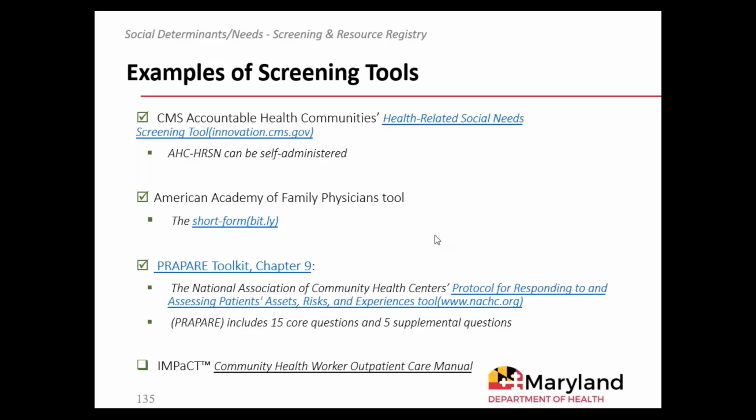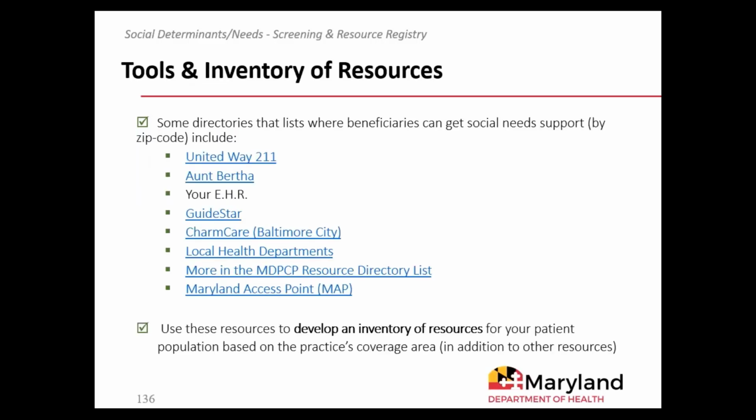The Prepare Toolkit consists of the Prepare Assessment, which includes 15 core questions and 5 supplemental questions. And the goal of this toolkit in particular is to provide users with resources that are best going to help them practice and apply lessons to guide the social determinant needs that are identified through this assessment. And that's just to name a few of the screening tools that are listed.